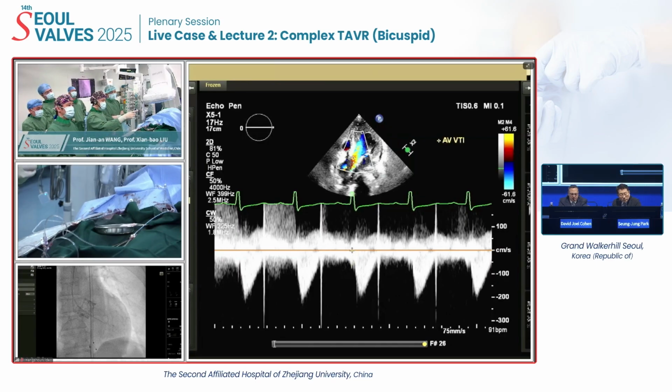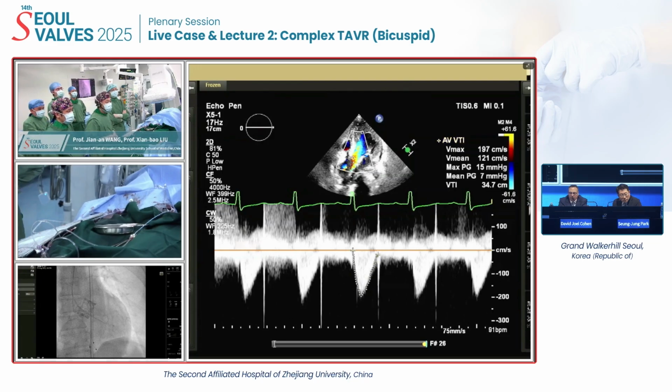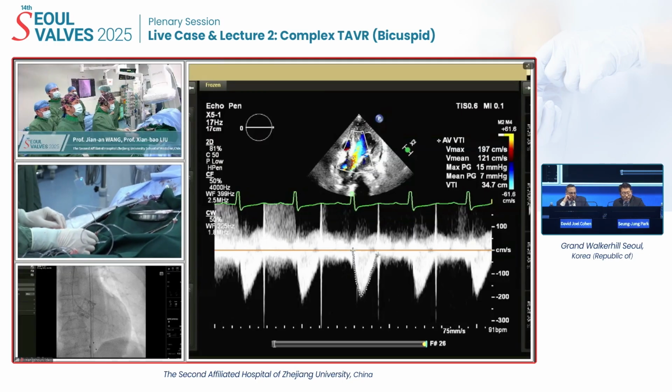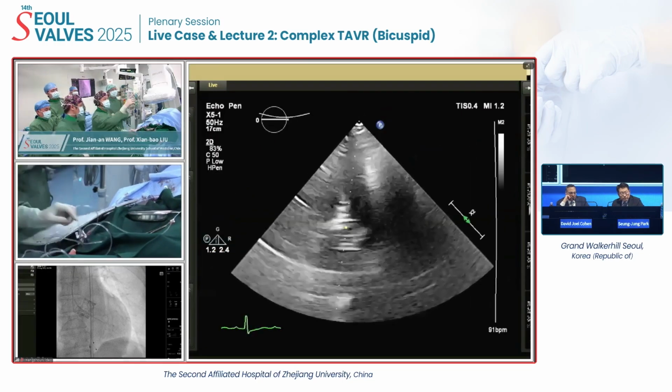Velocity is less than 2. The peak velocity is less than 2, right? Yes, less than 2. The pressure gradient, the mean is 7. From echo, about 7. Now we check. Okay, you can see.